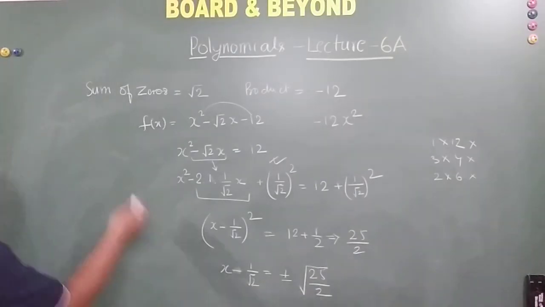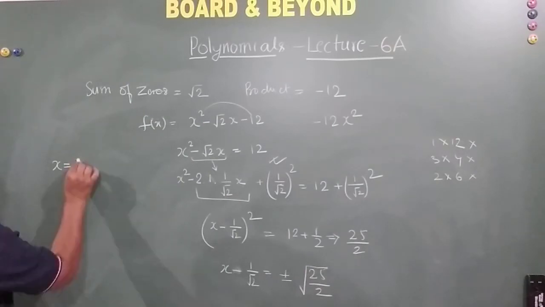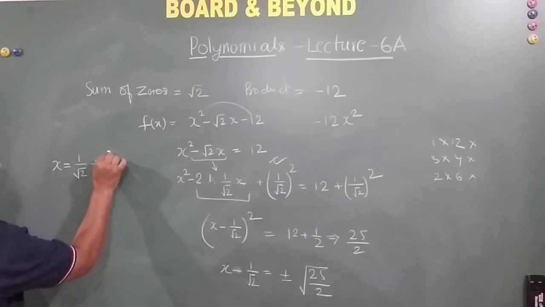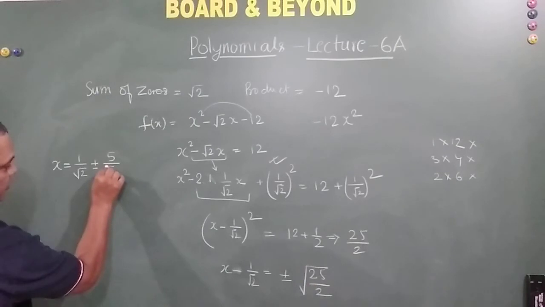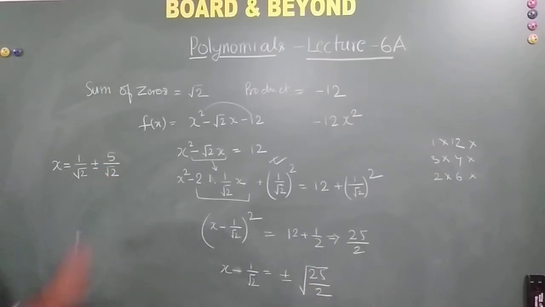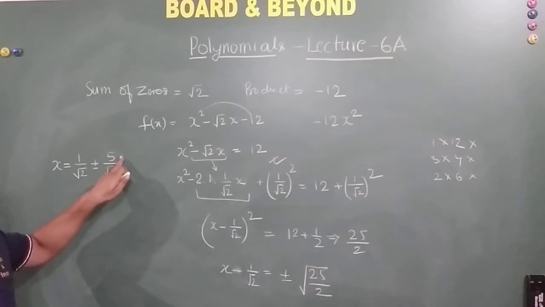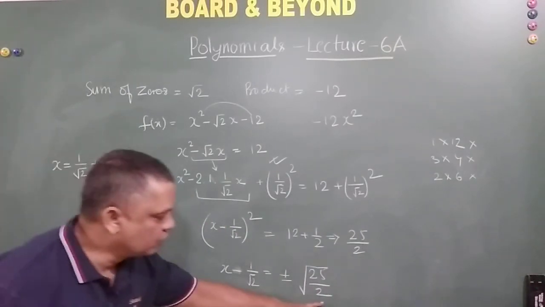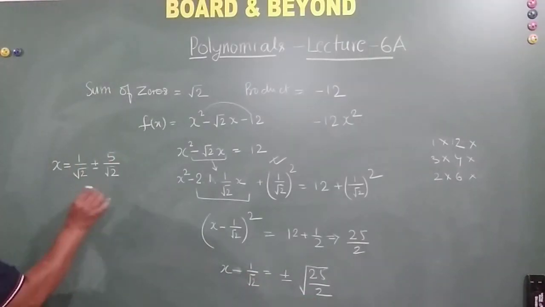So I'll just write it on this side. x is equal to 1 by root 2 plus or minus, so we can write it 5 by root 2. Are you all there with me? Root 25 is nothing but 5. Okay, since we have already considered plus and minus, there is no problem. And root of 2 square root of 2 is equal to root 2. You are getting my point?